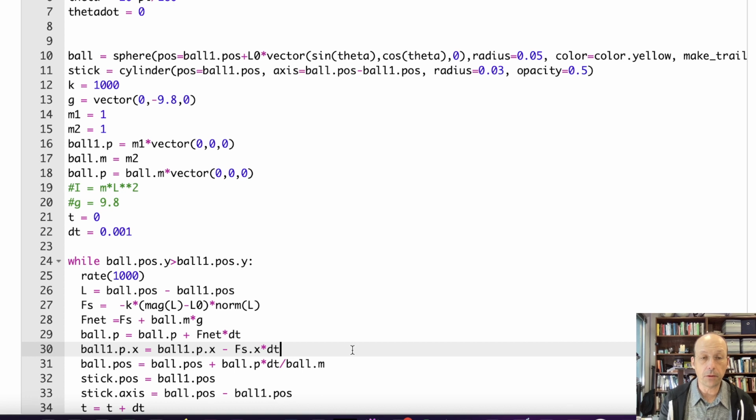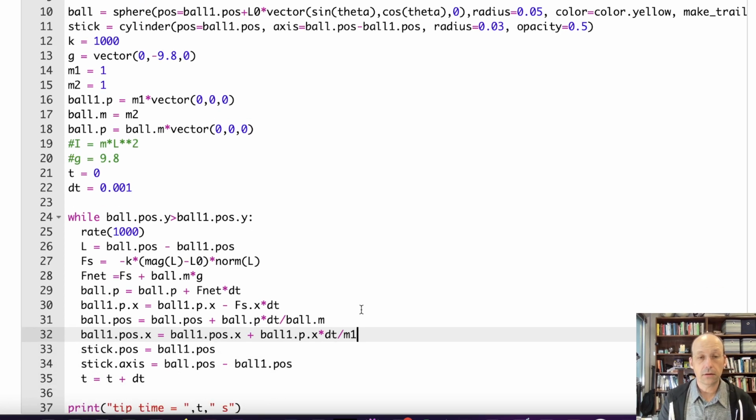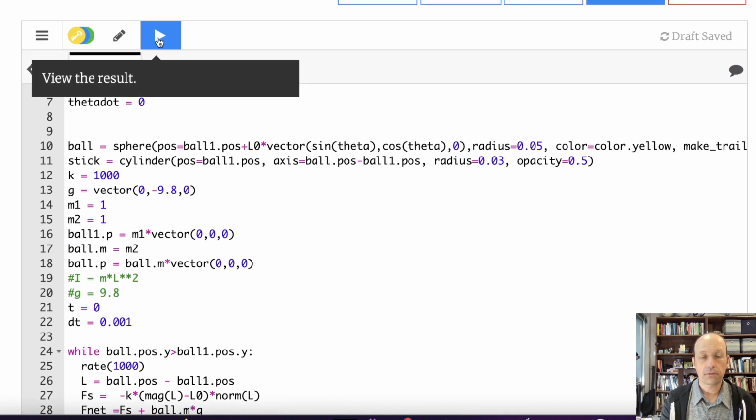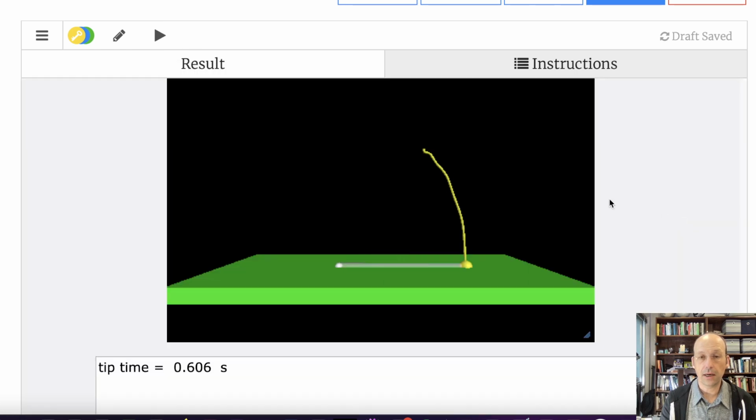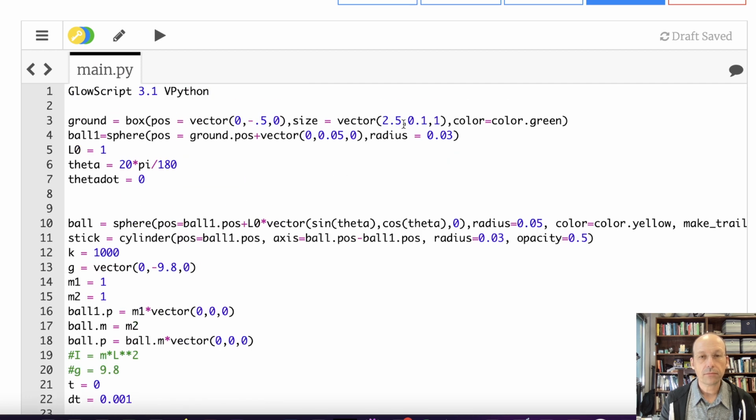And now let's do the same thing for the position of ball 1. Ball1.pos.x equals ball1.pos.x plus ball1.p.x times dt divided by m1. Okay, so that should do it. They're equal masses, so I should see them both move. Okay, now let me change this because that's too small. I want to make that ball 1 0.5. There, that looks better.